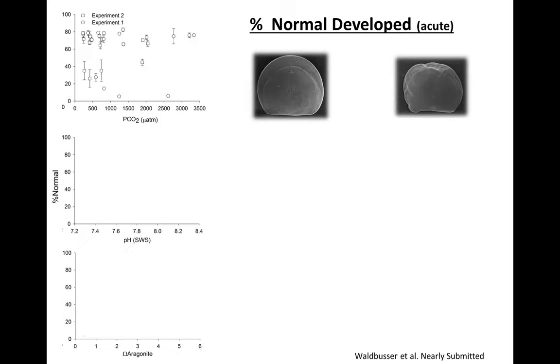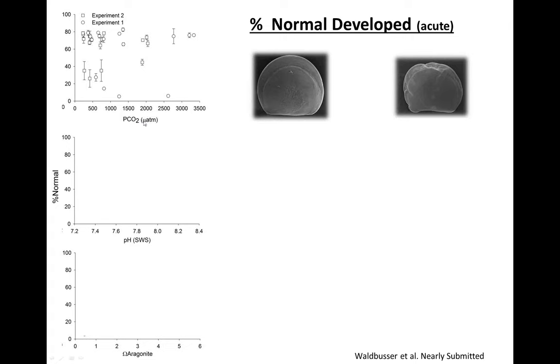Okay, so I'm going to show you a few graphs here. This is the percent normal data, and we're looking at these not with SEM, but with regular light microscopy, and we're evaluating the shell shape to look for the good D-hinge shape. I have experiment one plotted with the circles, and experiment two in the squares. And what I've done is just condense the BOD bottle replicates, so the true replicates, with standard deviations here.